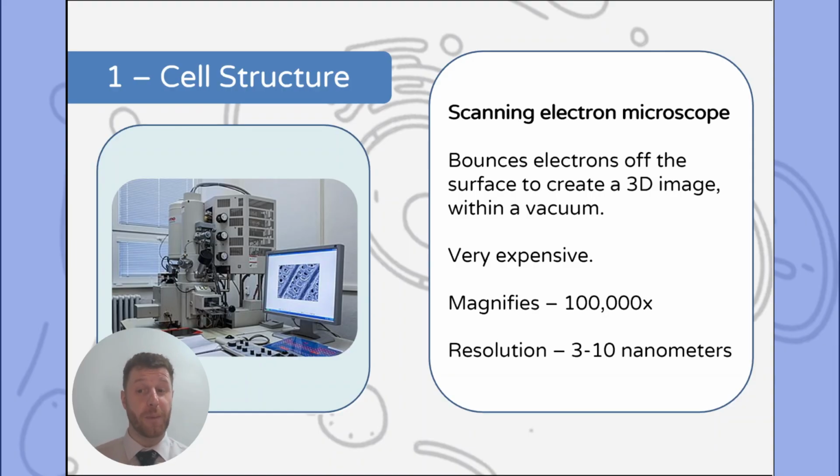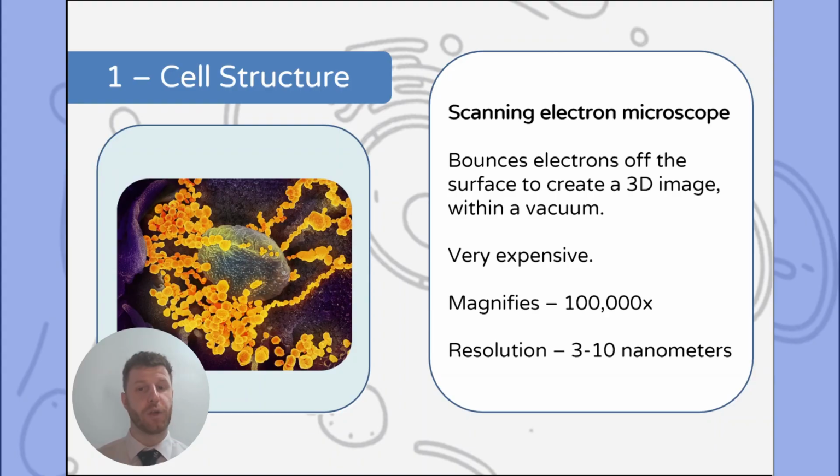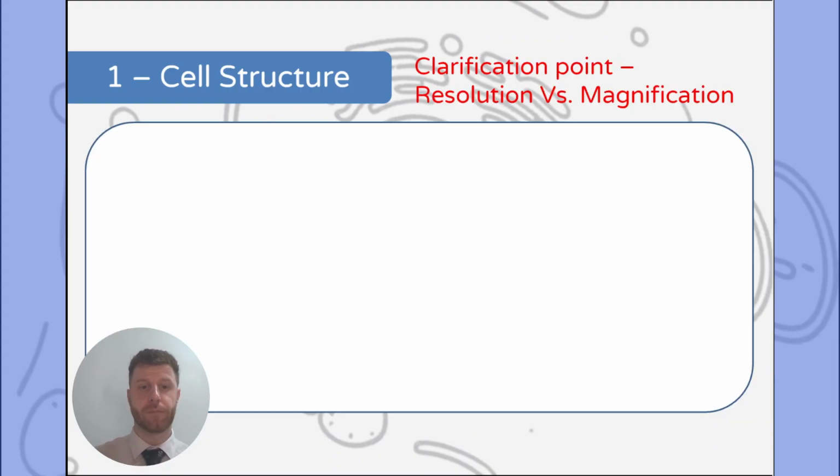These pieces of our equipment are very expensive too. Some slightly different values: it can magnify up to 100,000 times, and it has 3 to 10 nanometers of resolution. The images that you would get would look something like this. They're almost always false colored because it's a computer putting together this image. So it's not a real image that you're seeing, it's computer generated.